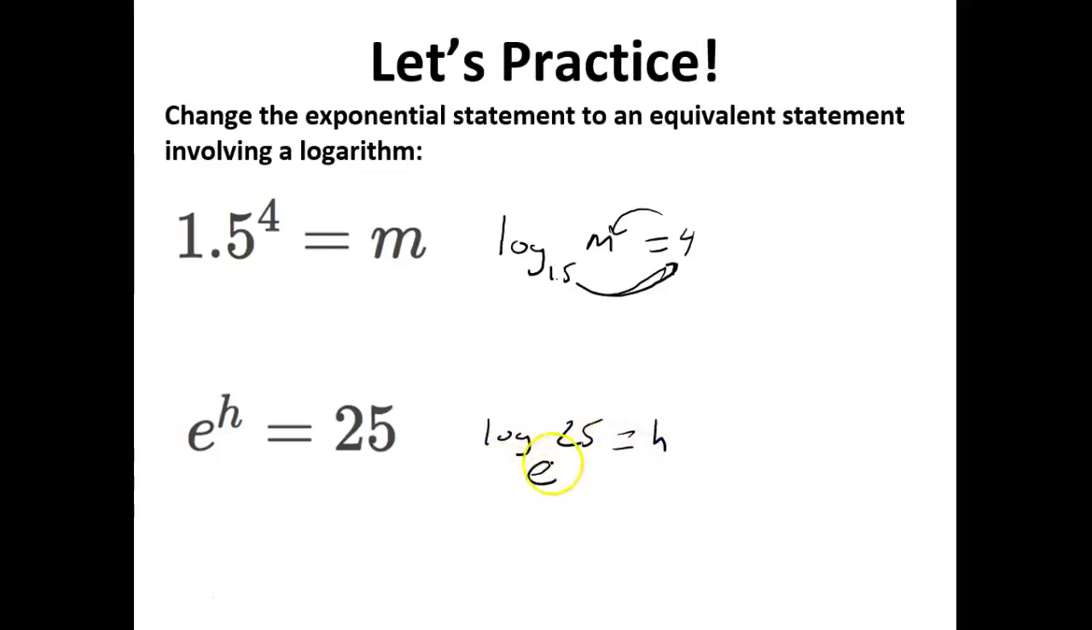Something I can say about this is that base e is considered the natural logarithm. So what we would actually do is write ln of 25 is equal to h. Natural logarithm comes from e, that continuous growth number, or exponential number. It's so common that we use ln, and even though we never write it there, we just assume there's a little base e there.